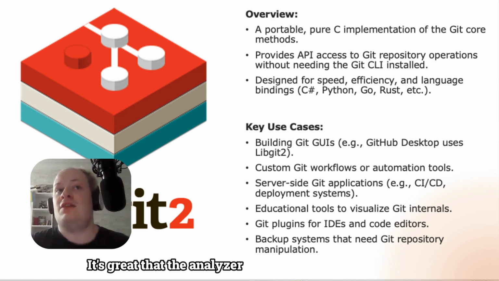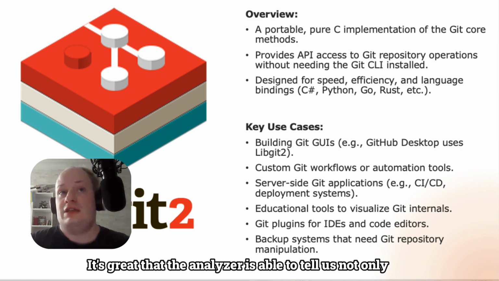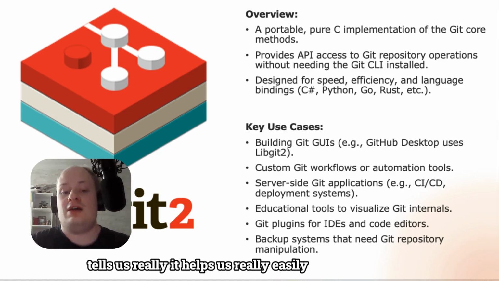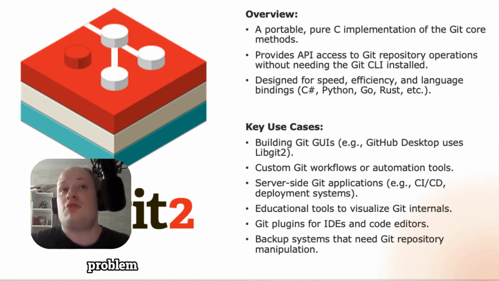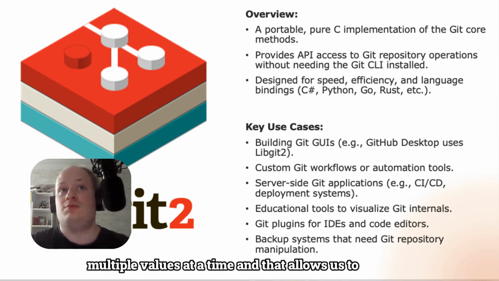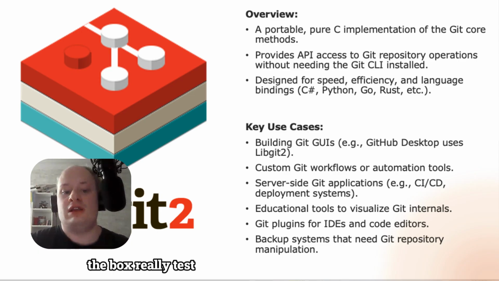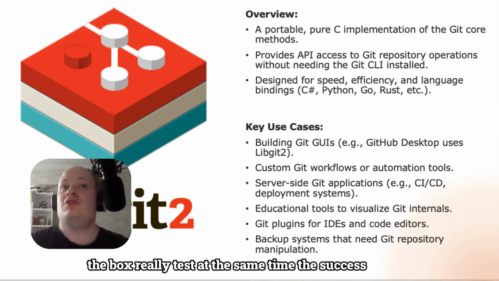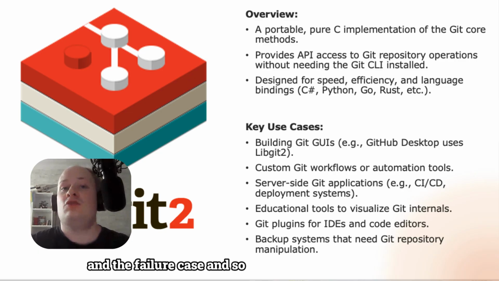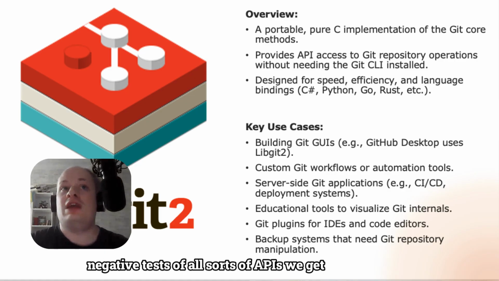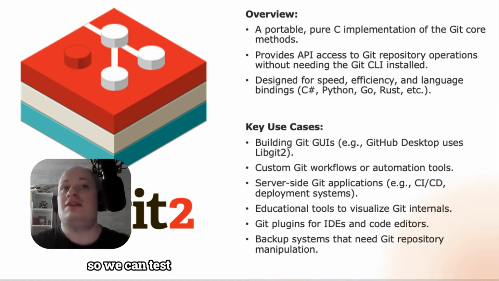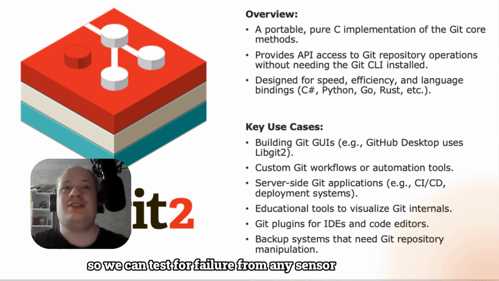It's great that the analyzer helps us really easily find what the problem is, where it happens, where it comes from. But also, like Roland said, the analyzer really is testing multiple values at a time, and that allows us, out of the box, to really test at the same time the success case and the failure case. And so we get those essentially negative tests of all sorts of APIs. We get them for free, so we can test for failure from any sensor, any dependency.